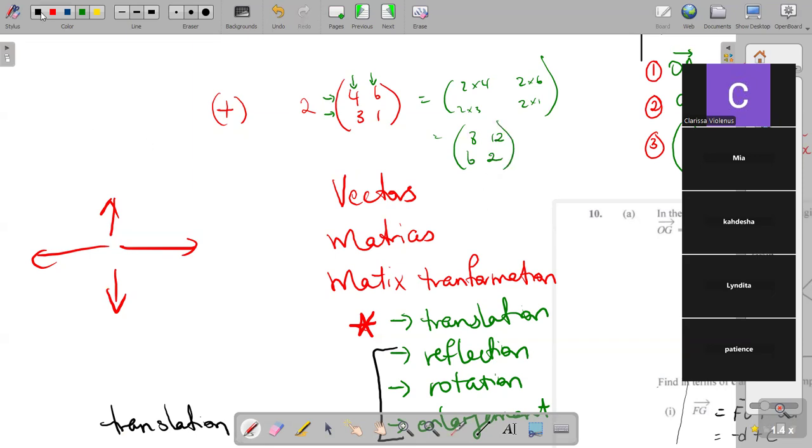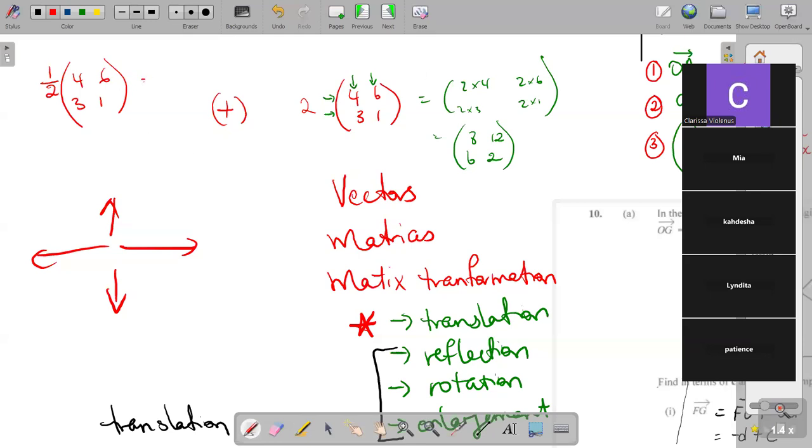Another thing you need to know is how to multiply by a fraction constant. So if I had a half, same numbers, 4, 6, 3, 1. What does this mean? When you multiply by a half, it means the same thing as what? Dividing by 2. Right or wrong? So that means I have to divide every digit by 2.